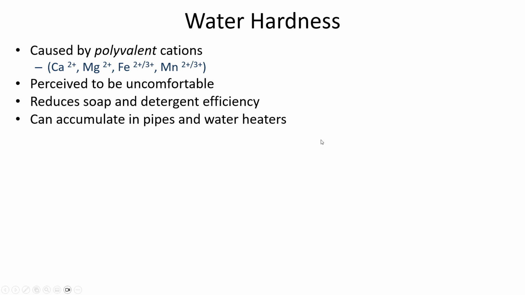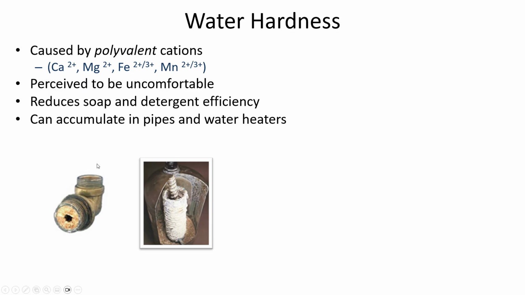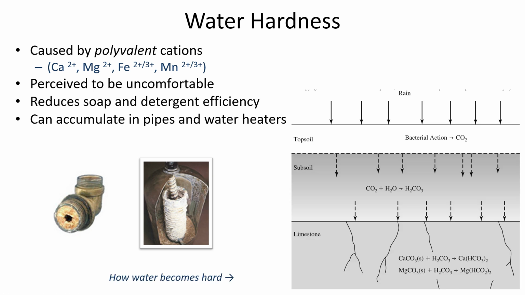And so that same precipitation could accumulate on the heat exchange elements of your water heater. And it can also accumulate in pipes. Here's an example of a fitting that has had the deposition of hardness minerals. Here's a water heater where the little resistant heat exchange elements have been completely coated with calcium carbonate, and it's less efficient at transferring heat when the heat exchanger has a mineral completely coating the metal parts.